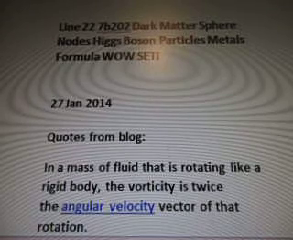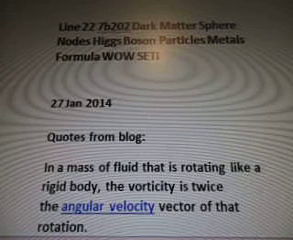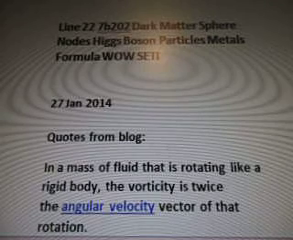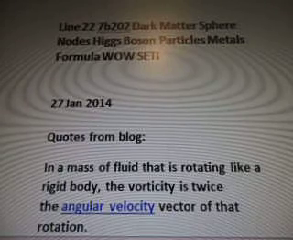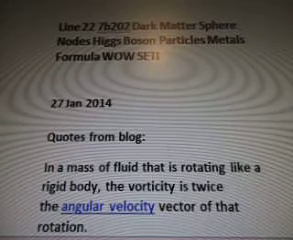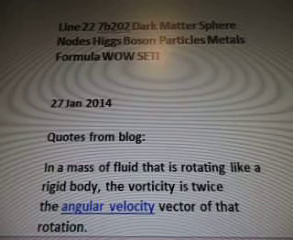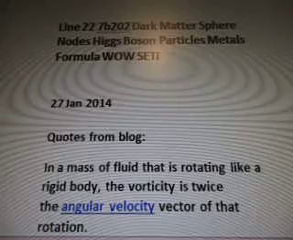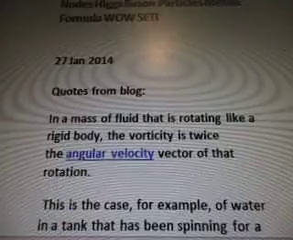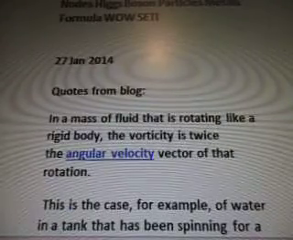Spinning vortex, angular velocity, super lattice crystals, Higgs electric field, electron holes, vorticity fluids, argon gas, neutrinos, UFO engine core nodes, proton ring energies, quantum transport, logic gate functions of a ship, formulas, line 22, wow data. That's a mouthful, isn't it? Okay, so we have line 22, 7B202, which was about dark matter sphere nodes, Higgs boson particles, metals, formula, wow Seti. It's about the bendable metals and how we can get them to flex and bend.